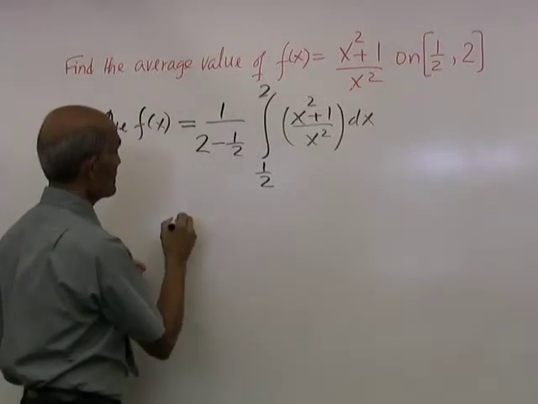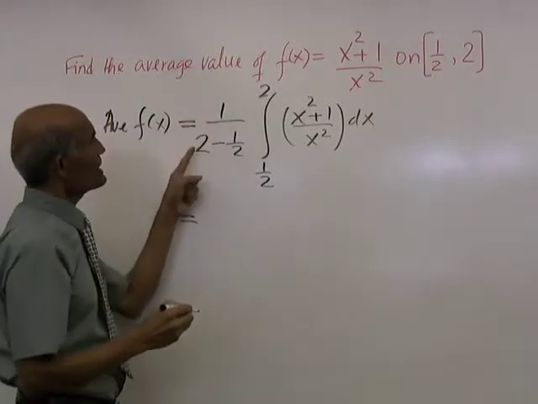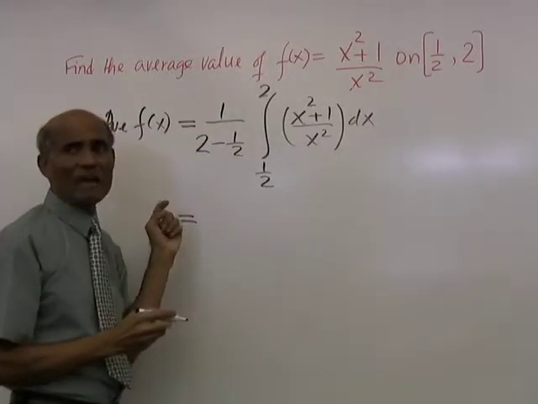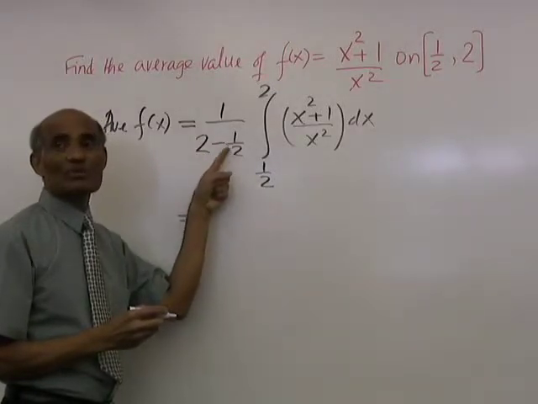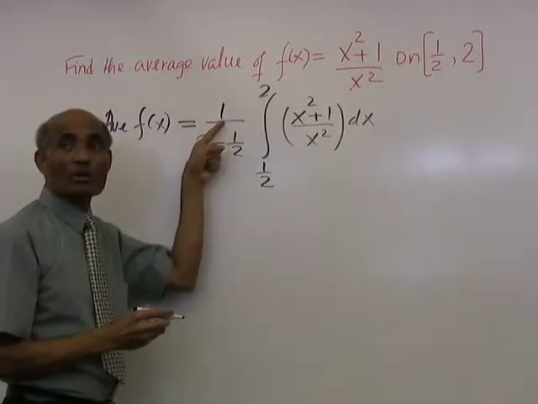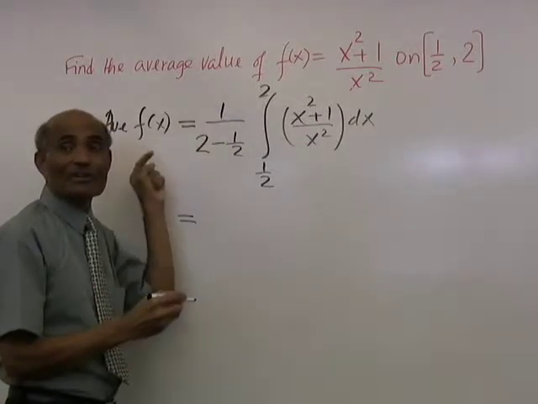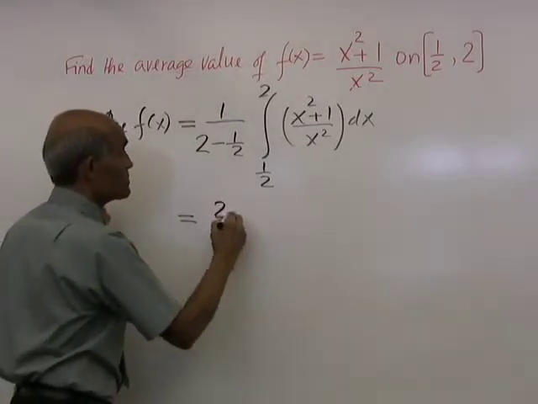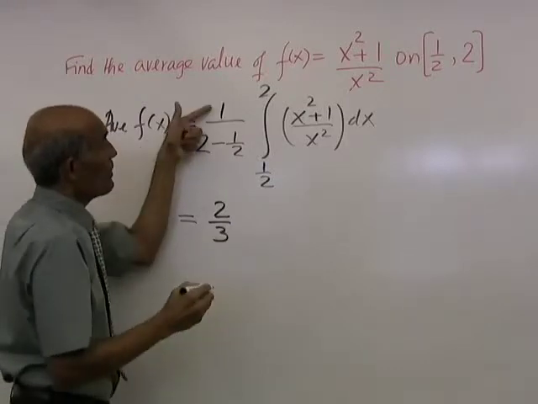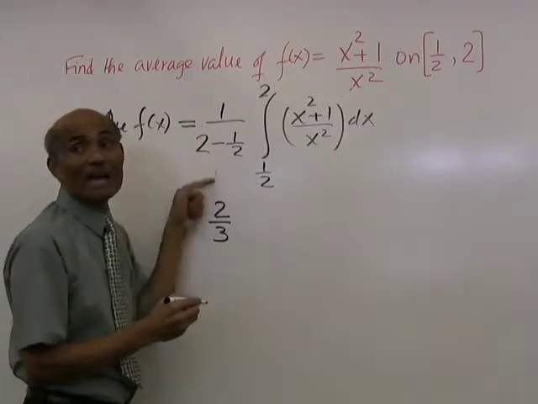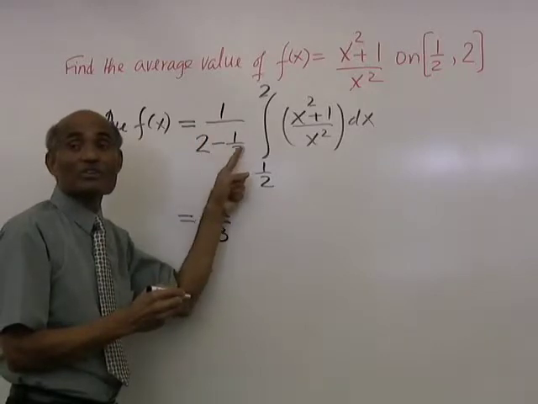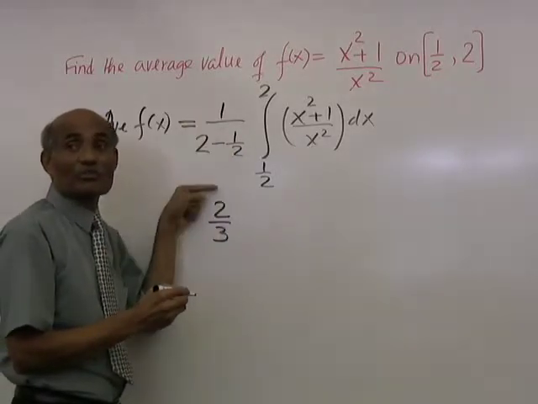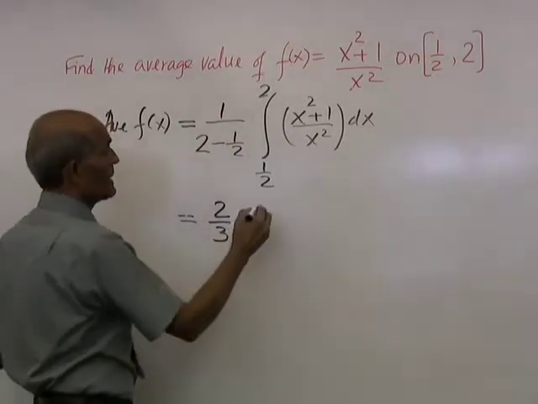Alright, first of all we need to evaluate that. Tell me, what is 2 minus 1/2? 2 minus 1/2 is 3 over 2. 1 over 3 over 2, can I write it like this? It is 2/3. So 1 over 2 minus 1/2 is actually 2/3. 1 over 3 over 2, which is 2 over 3.